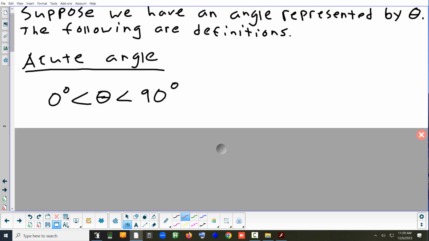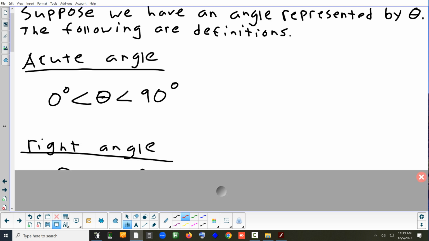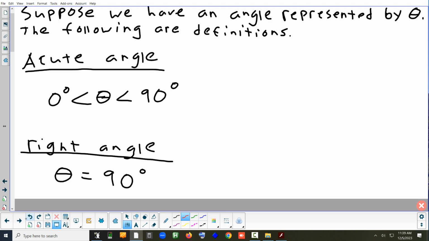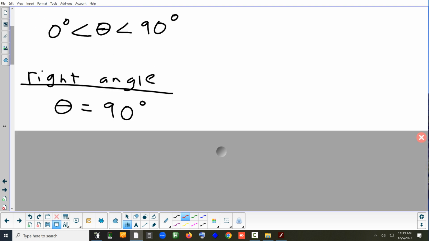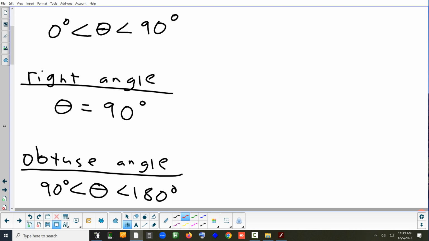Let's do the next one a little different. The next category is between 90 and 180. Well, actually, let's say exactly 90. What kind of angle is exactly 90? Yeah, that's a right angle. That's when it's exactly 90. And then the next category is 90 to 180. Bigger than 90, less than 180. Yeah, obtuse. So all those definitions apply to a single angle.